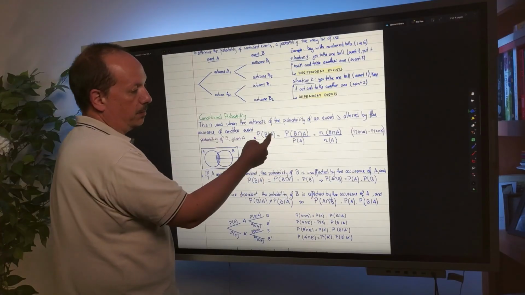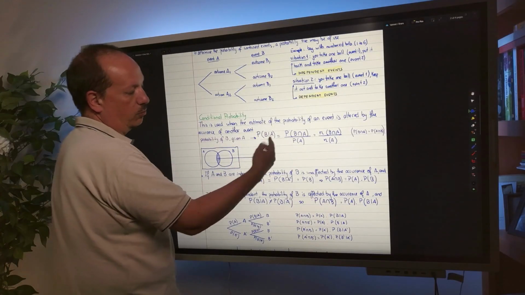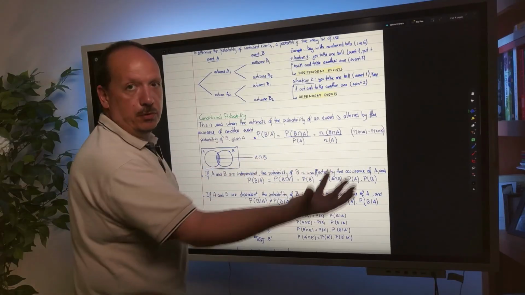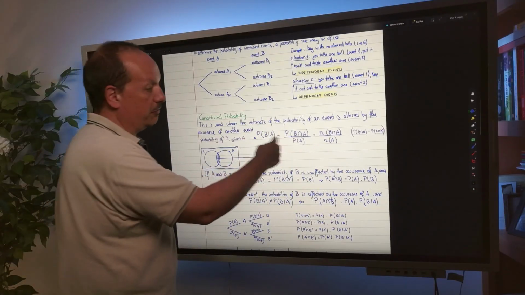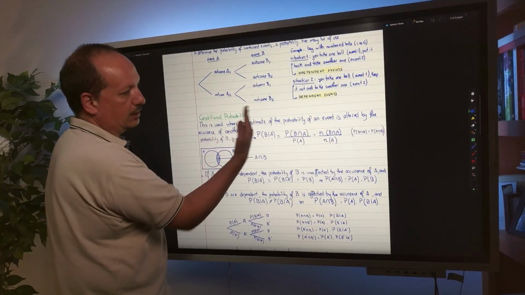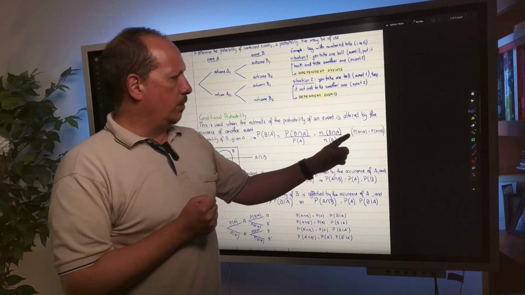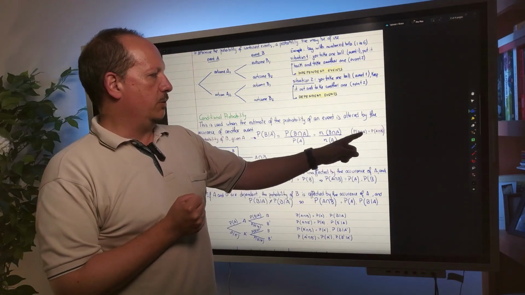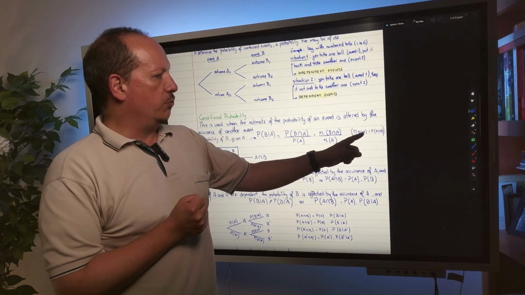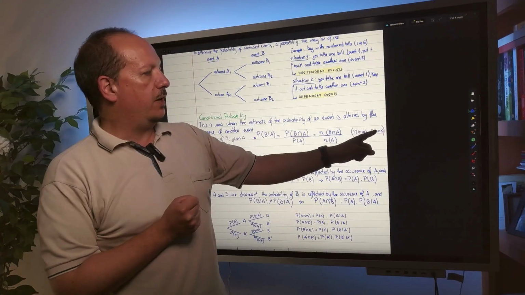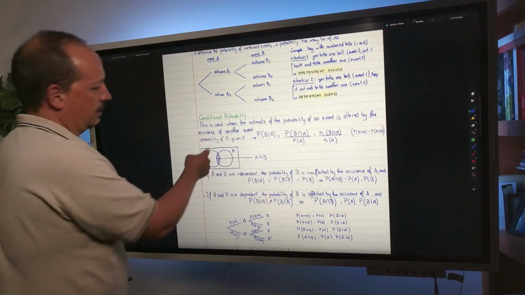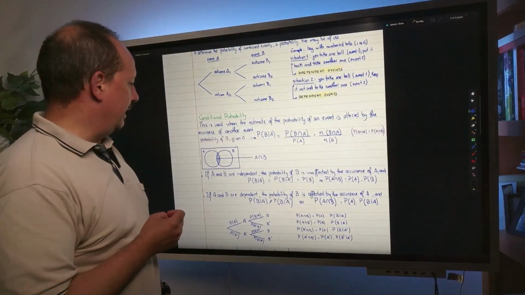Okay, it's always the probability of the thing that you have to the right of the vertical line, or the number of events of the event that you have to the right of the vertical line. Just for you to know, the probability of B intersection with A is the same as the probability of A intersection with B, obviously, as you can see here from the Venn diagram.